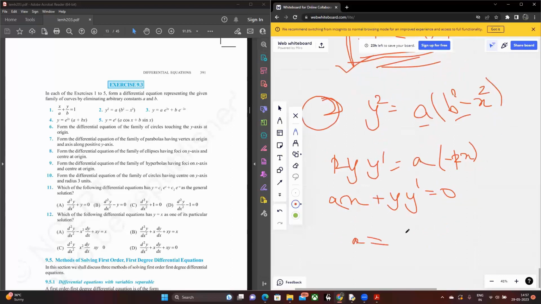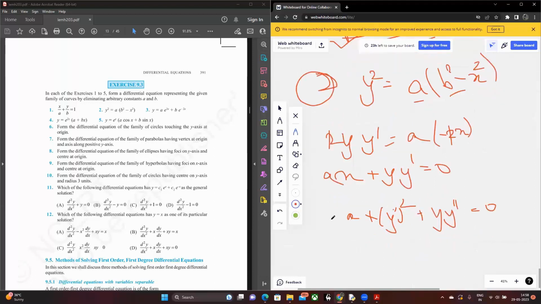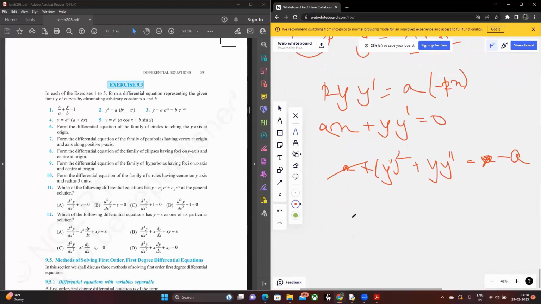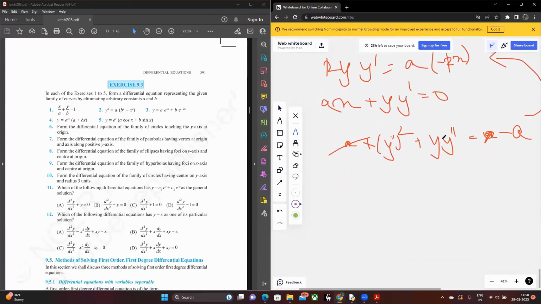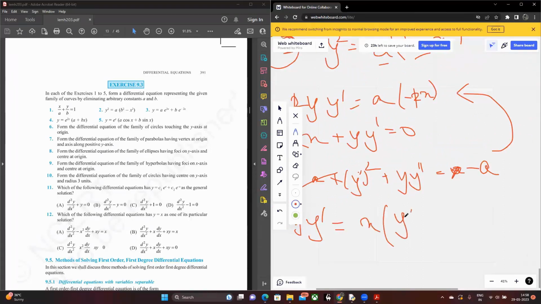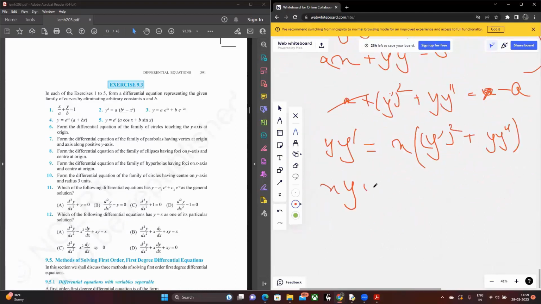From here, differentiate again to get a plus y dash squared plus y into y double dash. Since you have this a again, I'm bringing it to this side as minus a. So putting this over here, I get y dash equals x times y dash squared plus y double dash, or xy y double dash plus x y dash squared minus y dash equals 0.